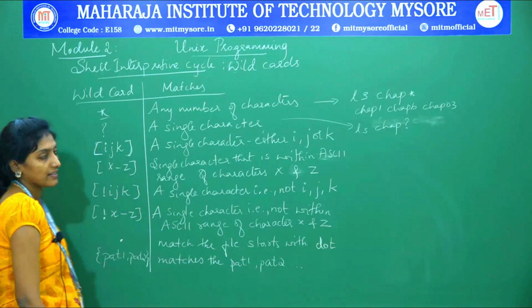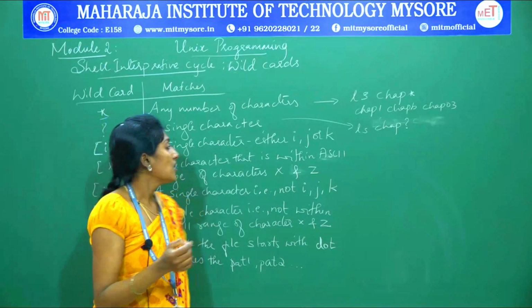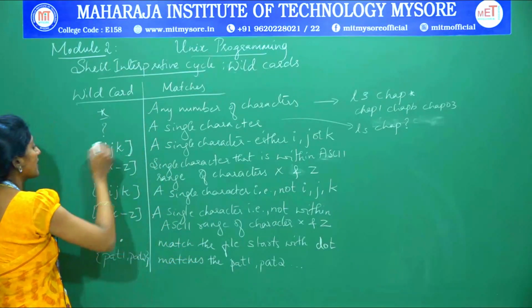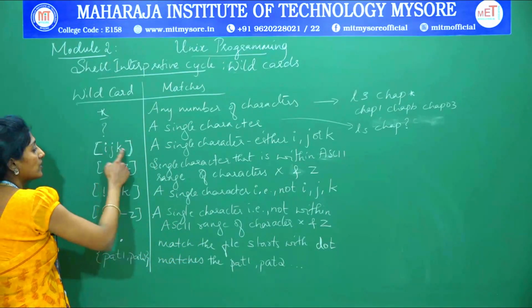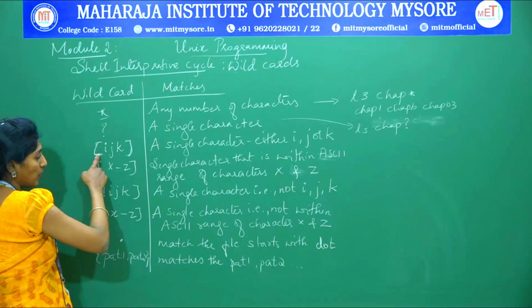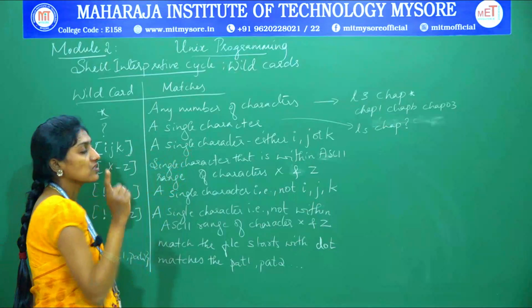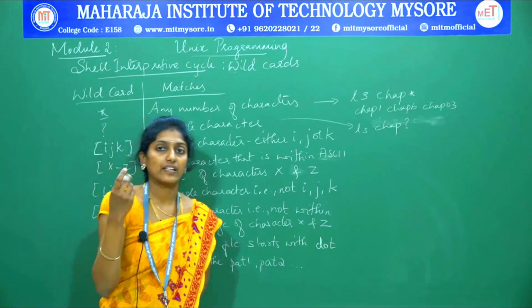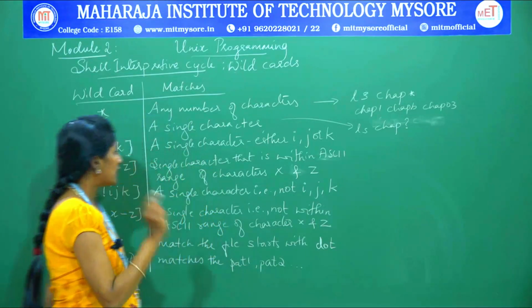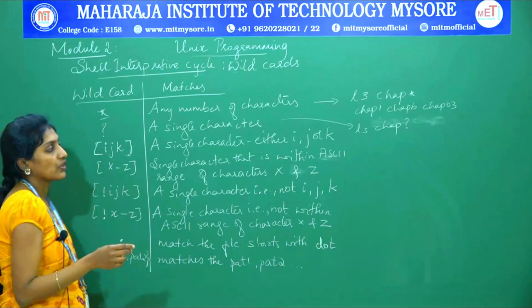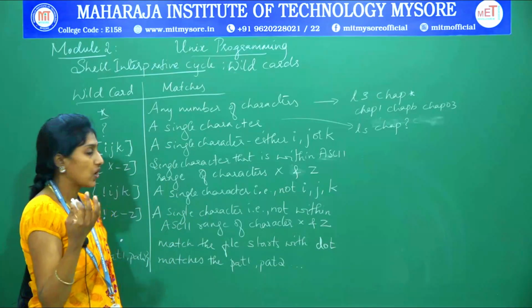We call the square bracket a character class in Unix. So what is this character class going to match? Whatever content we have provided within this character class, ijk, a single character is going to be matched, either i or j or k. So either of these three characters it is going to match, either i, j or k.